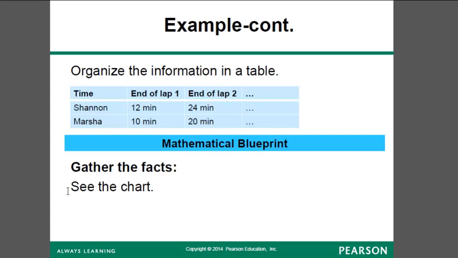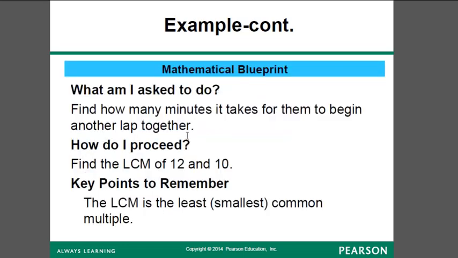What we're doing is gathering the facts. We've seen a mathematical blueprint before, and we're going to use it here. The first step of the mathematical blueprint is to gather the facts. The second step is to see what you are being asked for. I'm asked to find out how many minutes it will take them to begin another lap together. I want to proceed by finding the LCM of 12 and 10. A key point to remember is that the LCM is the least, or the smallest, common multiple.